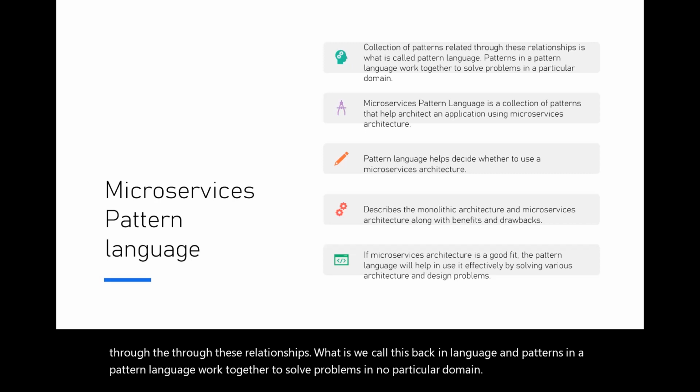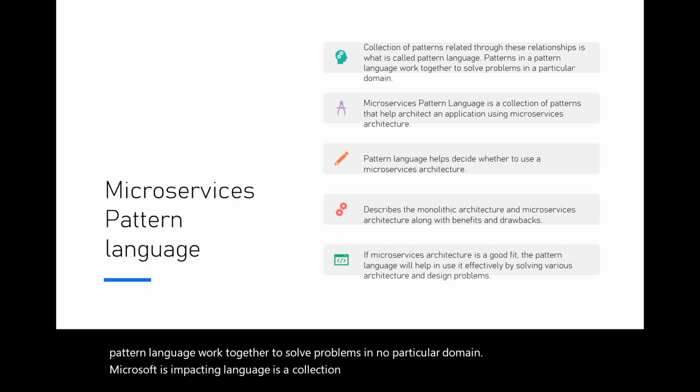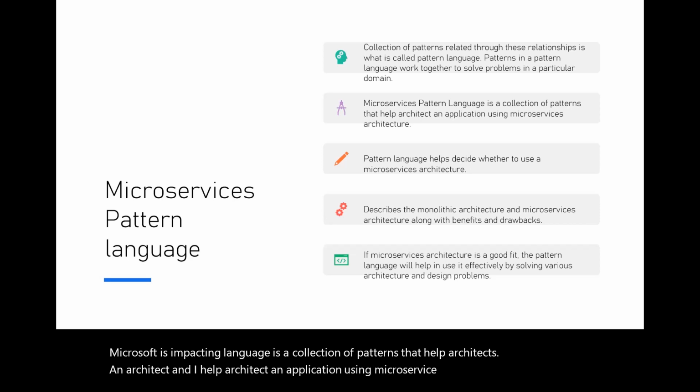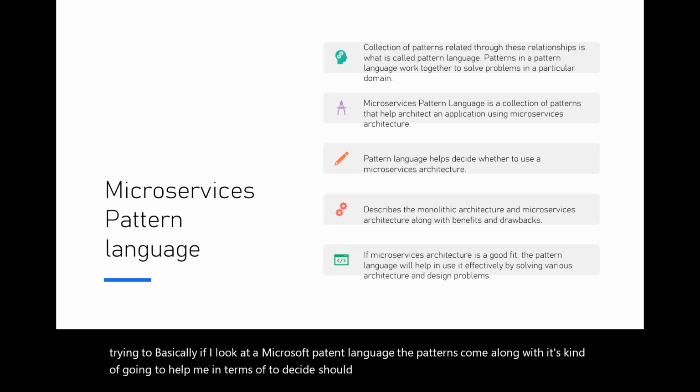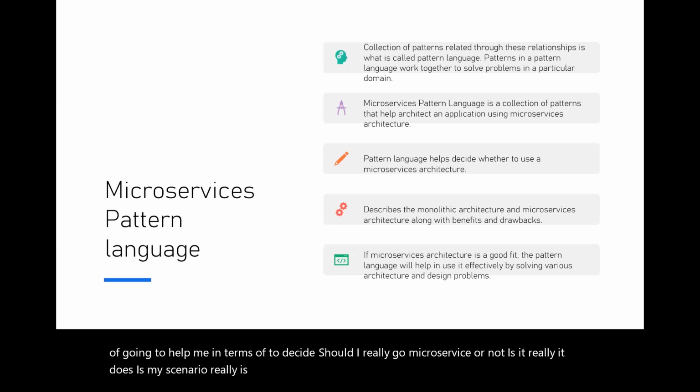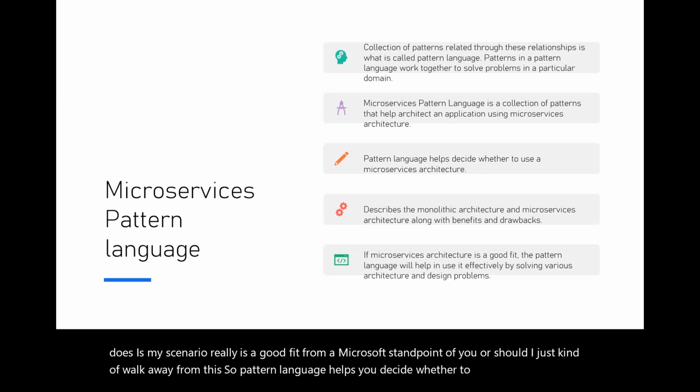The microservices pattern language is a collection of patterns that help an architect architect an application using microservice architecture. If I look at the microservice pattern language, the patterns help me decide: should I really go with microservices or not? Is my scenario a good fit for microservices, or should I just walk away from this? So the pattern language helps you decide whether to use microservice architecture.